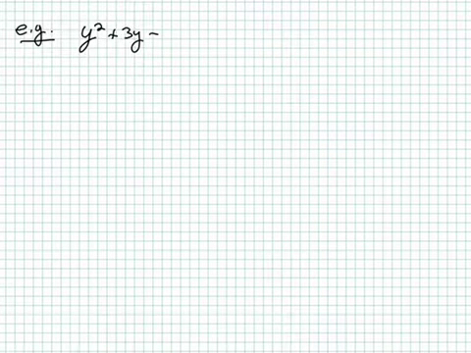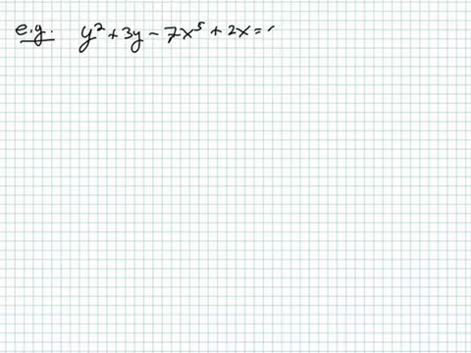So let's do an example where I want to find the derivative dy dx of the implicit equation y squared plus 3y minus 7x to the fifth plus 2x is equal to 8. And I want to find dy dx.